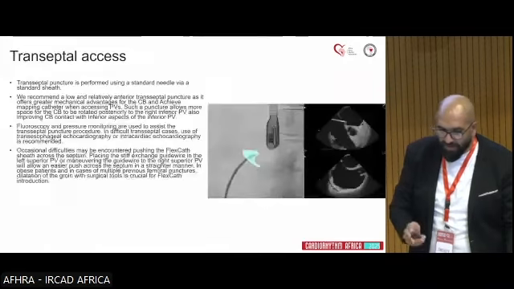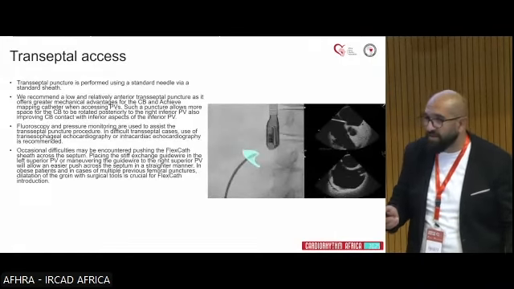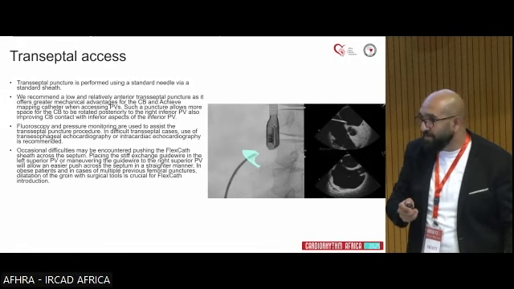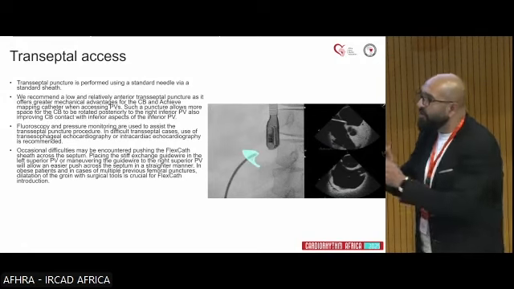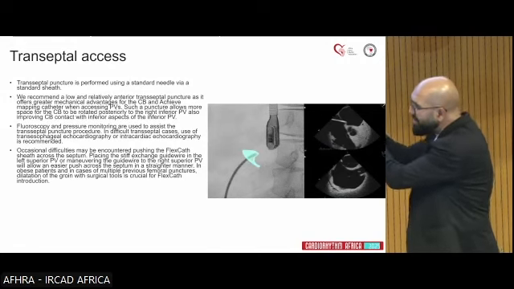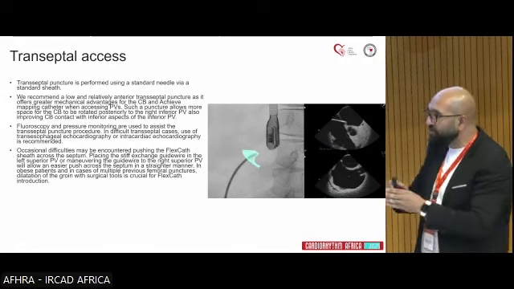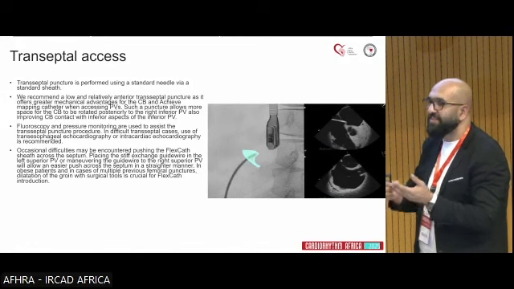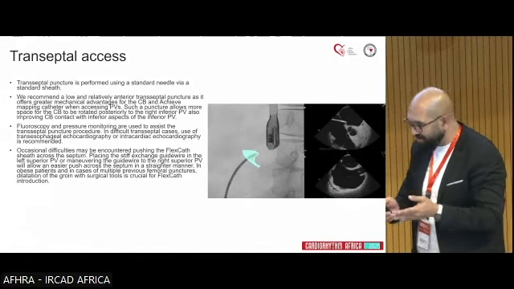Transseptal access. What will we do for transseptal access? Anterior or posterior puncture? Anterior puncture is better, a little bit anterior. Why? When I go to the right side, it will give me space to engage the right pulmonary vein. So this is for transseptal access. We can do the transseptal access fluoro, TE guided or ICE guided.